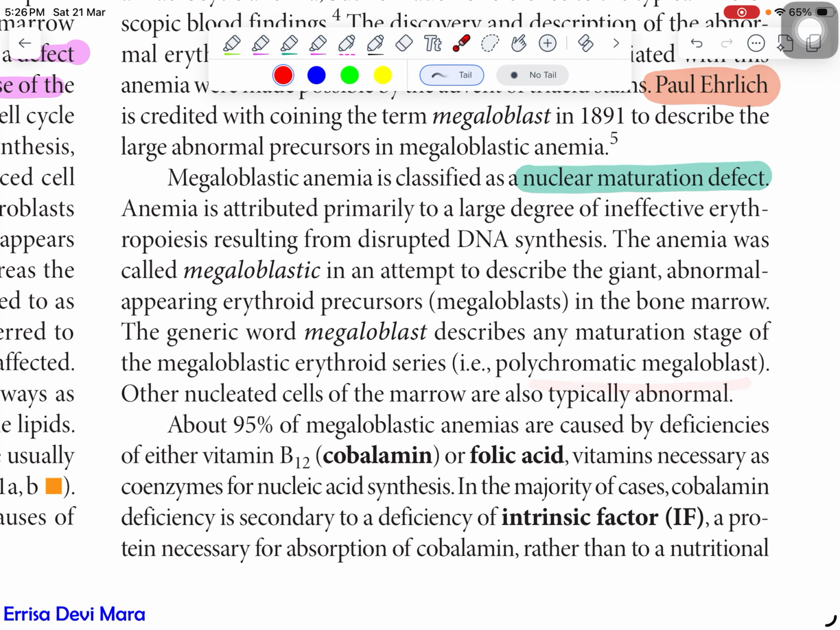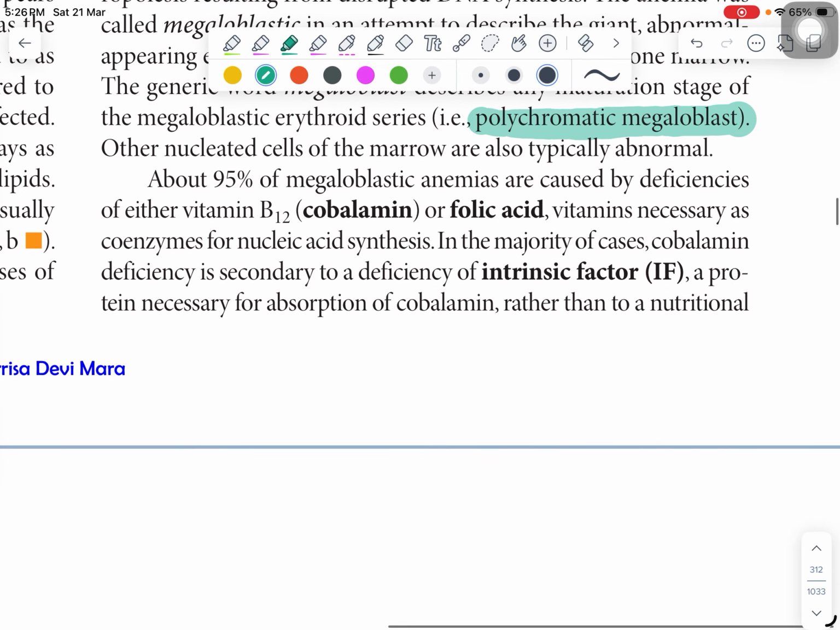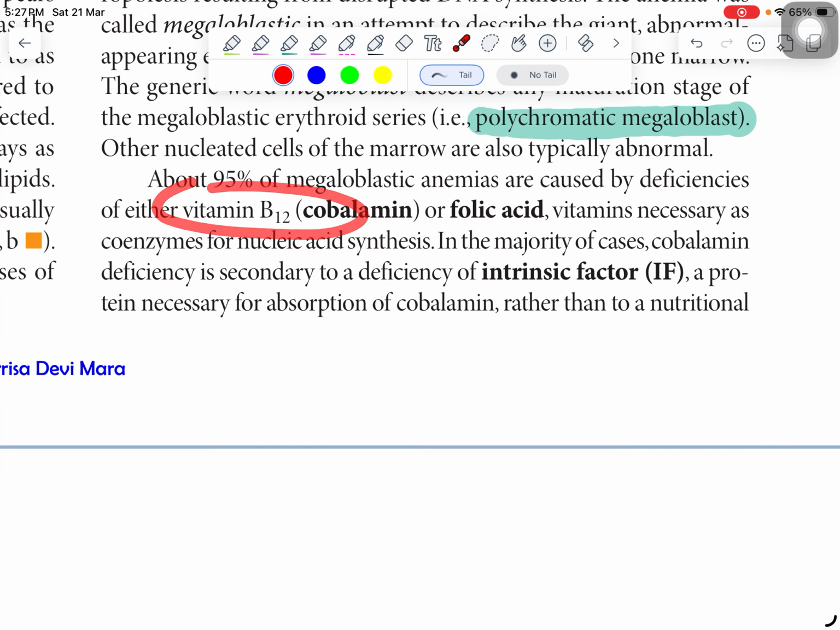Polychromatic megaloblast. The generic word megaloblast describes any maturation stage of the megaloblastic erythroid series, mainly polychromatic megaloblast. Other nucleated cells of the marrow are also typically abnormal. About 95% of megaloblastic anemias are caused by a deficiency of vitamin B12, that is cobalamin, or folic acid vitamin, necessary as coenzymes for nucleic acid synthesis.